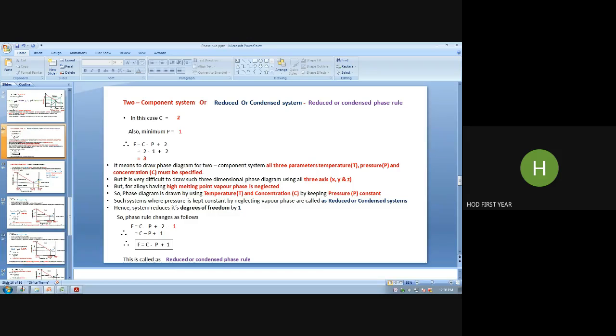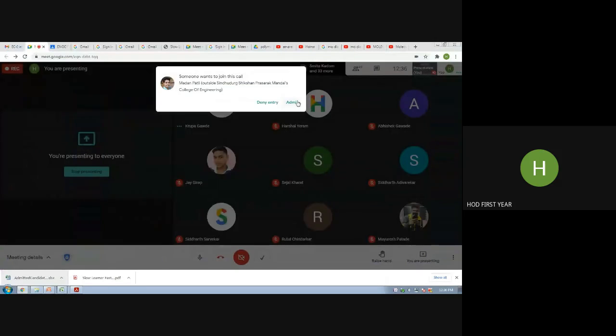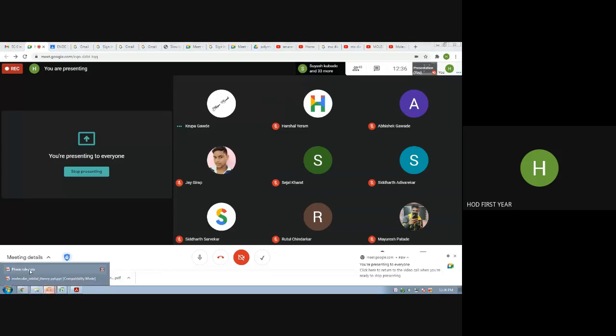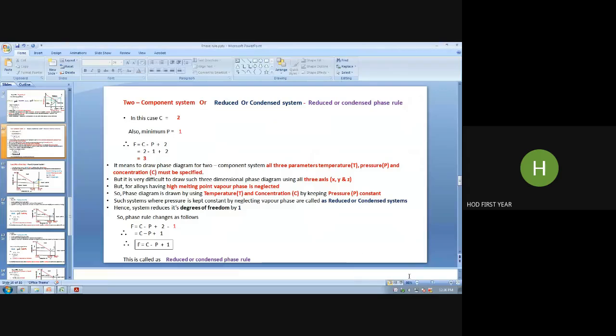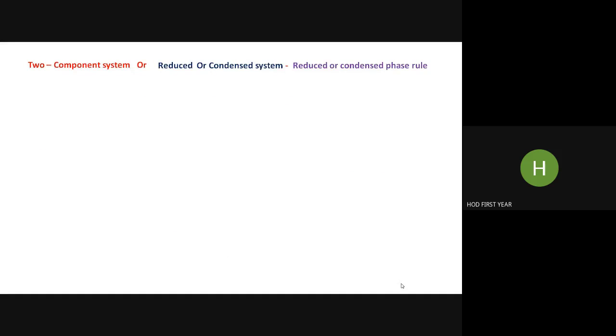No problem. Now coming to the next part, two component system. It is also called a reduced or condensed system. But two component. See, previously our previous part was one component system. Okay, now two component system. So in this case, C is equal to obviously 2. Component 2 means C is equal to 2.